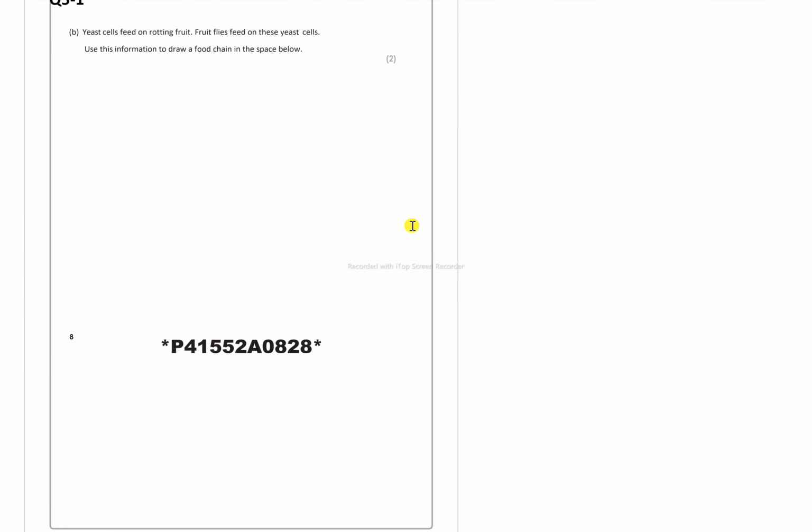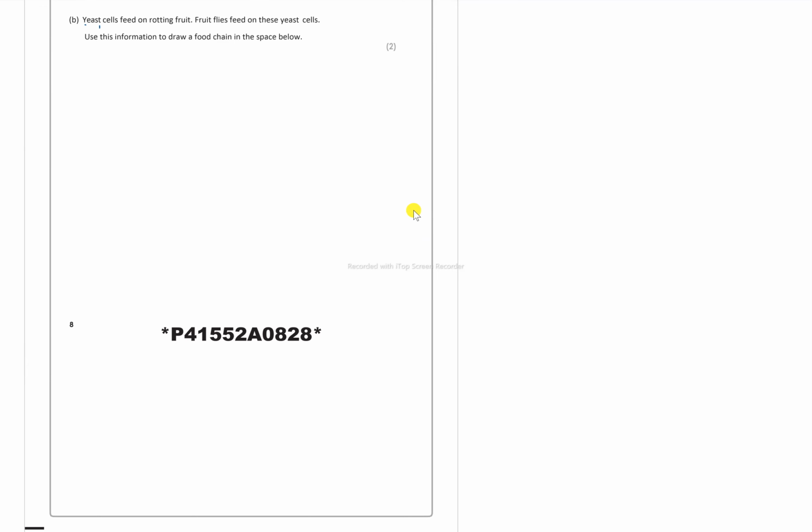Right, so we're going to continue on with this. You've got a yeast cell. Yeast cell feeds on rotting fruit, and then fruit flies feed on yeast cells. So at the bottom, you've got rotting fruit. And remember I said the arrow goes up. It goes onto fruit.